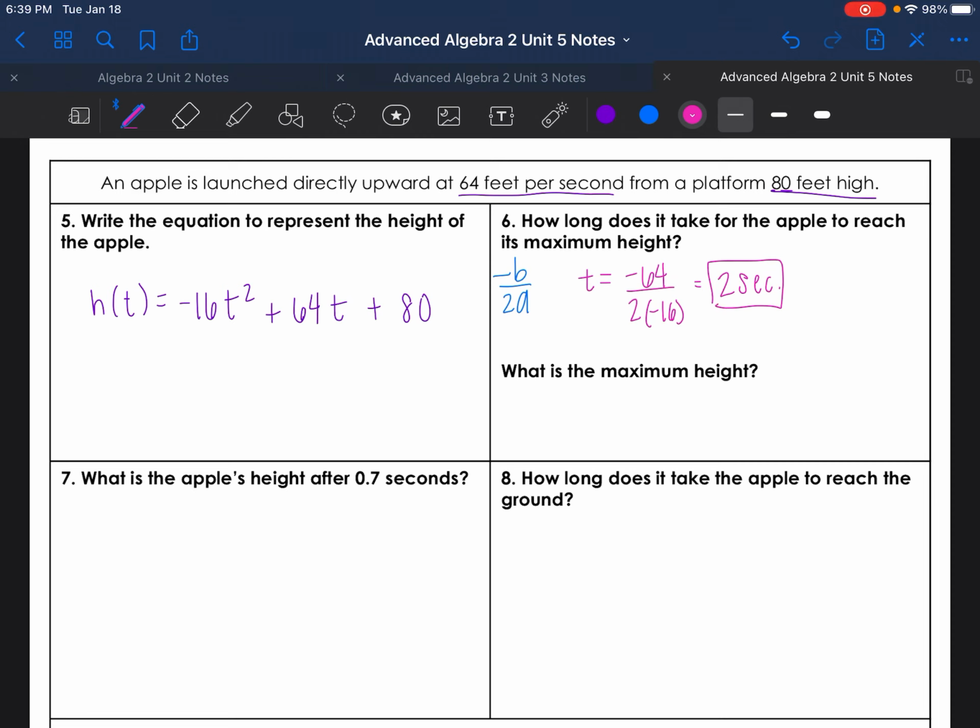Well, what is the maximum height? I'm going to plug that back into my equation. So h of 2: negative 16 times 2 squared plus 64 times 2 plus 80. And we get 144 feet.